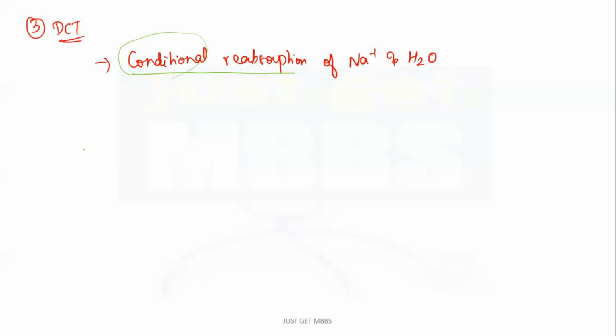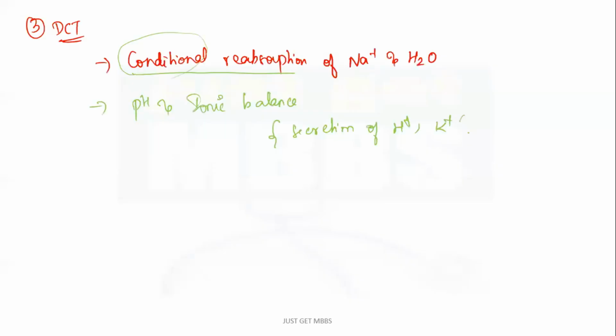And apart from that, it is also going to help in the maintenance of pH and ionic balance. When I say pH and ionic balance, it is by secretion of hydrogen ions and then potassium ions, right?